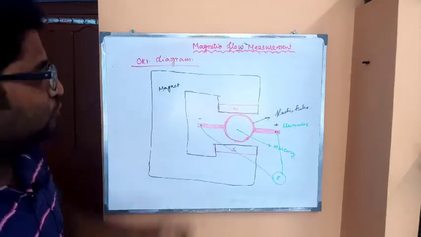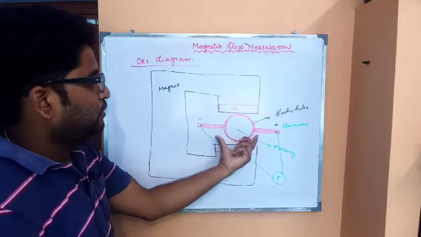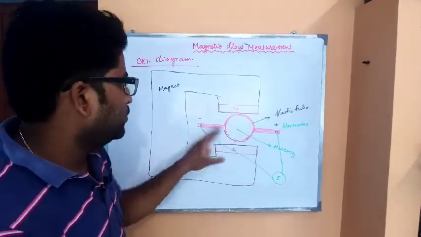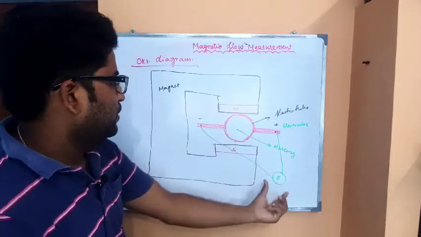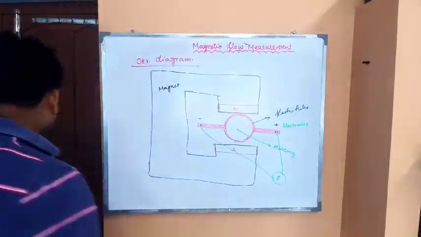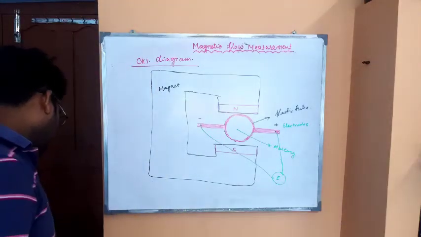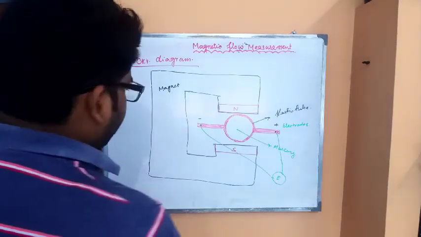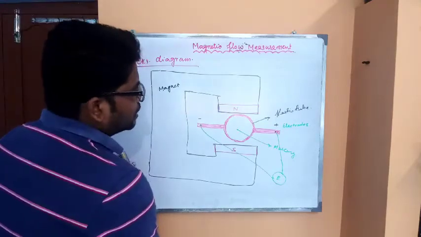This is having the two poles, north and south. This is the plastic tube. Within this the fluid is flowing through, and these are the two electrodes, okay, where the EMF is induced according to Faraday's law of electromagnetic induction. So this is the circuit diagram.